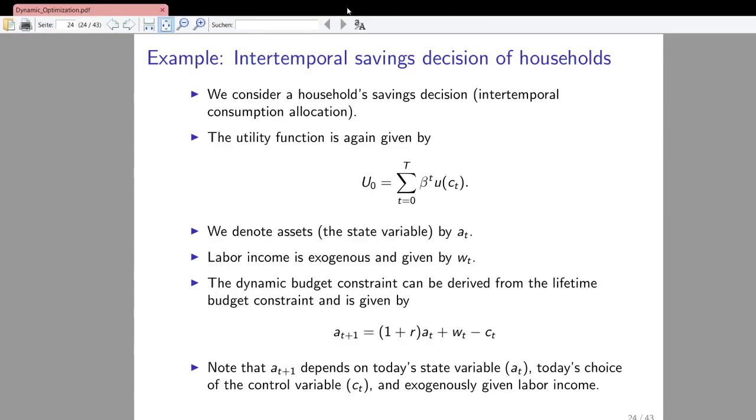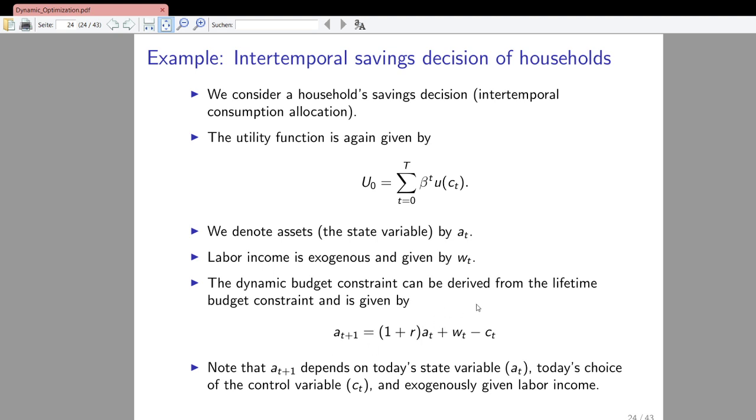Now we do an example, again an intertemporal savings decision of households. So basically an intertemporal consumption allocation. The utility function is as before, so as we're already familiar with. We take the sum from time 0 up to the end of the planning horizon of the discounted instantaneous utilities. We denote assets by lowercase a_t, the state variable, and labor income by w_t as before.